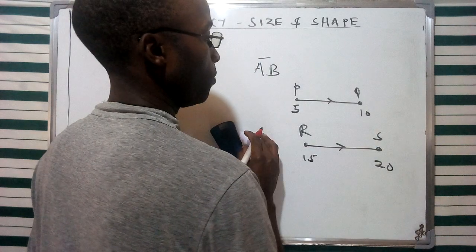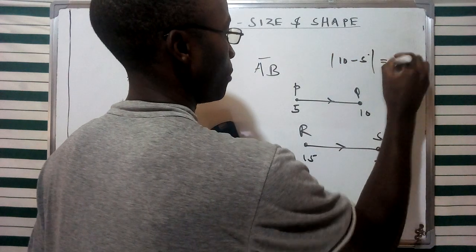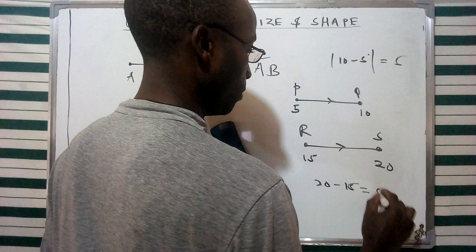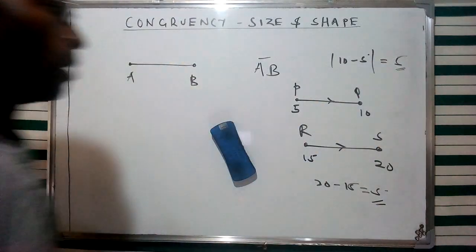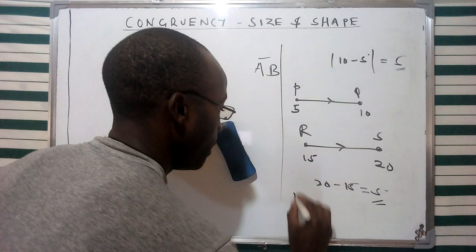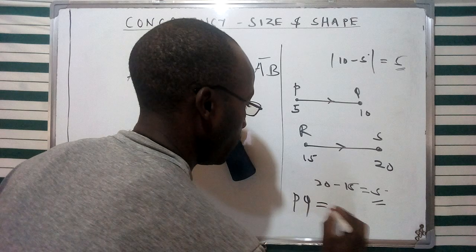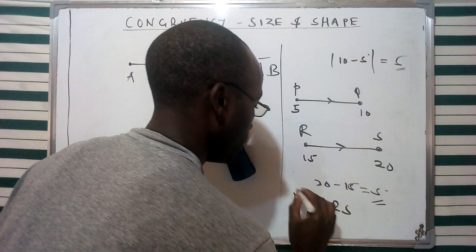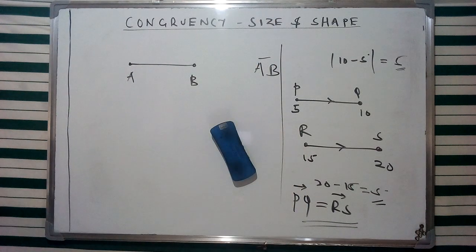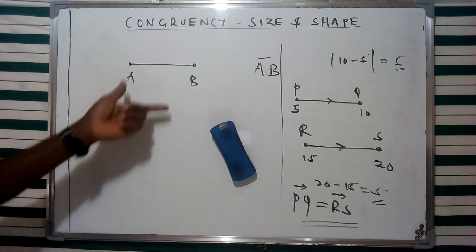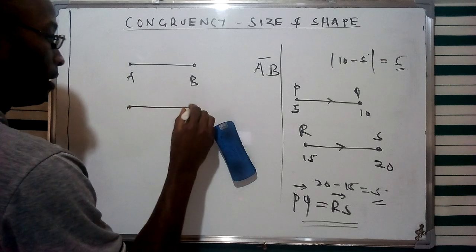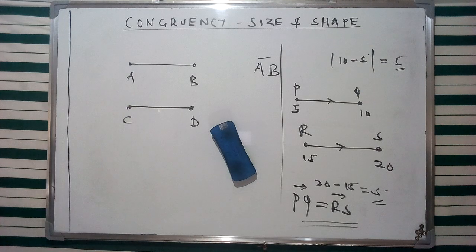To find the magnitude of the first, it is 10 minus 5, which is 5, and for the second it is 20 minus 15, which is 5. So these two vectors have the same magnitude, and therefore we can say that vector PQ is equivalent to vector RS. This is one of the aspects we use to describe what we call equal vectors.